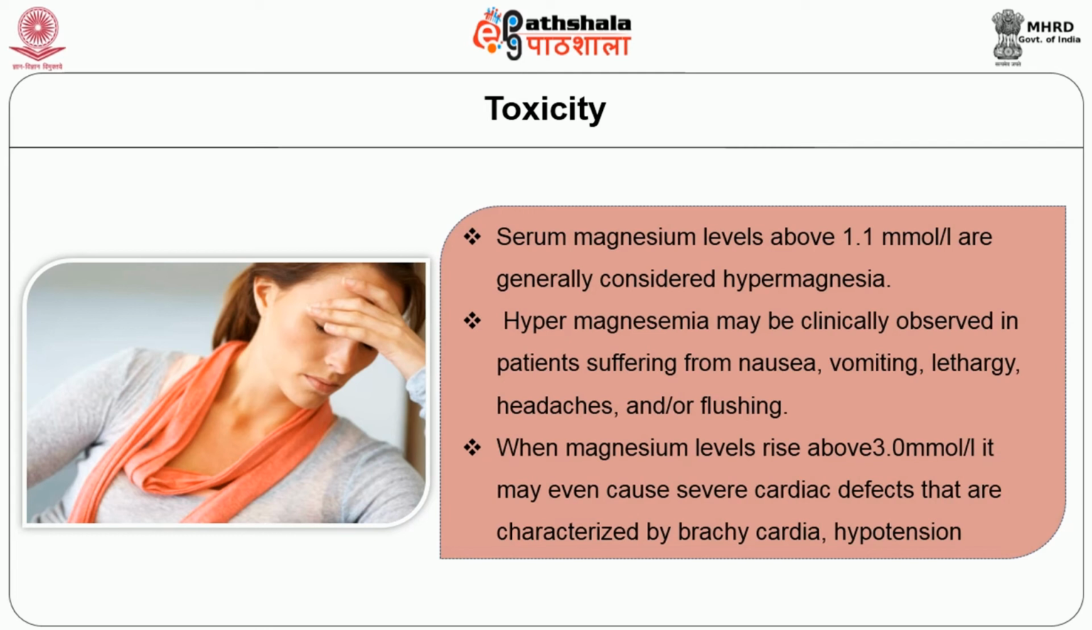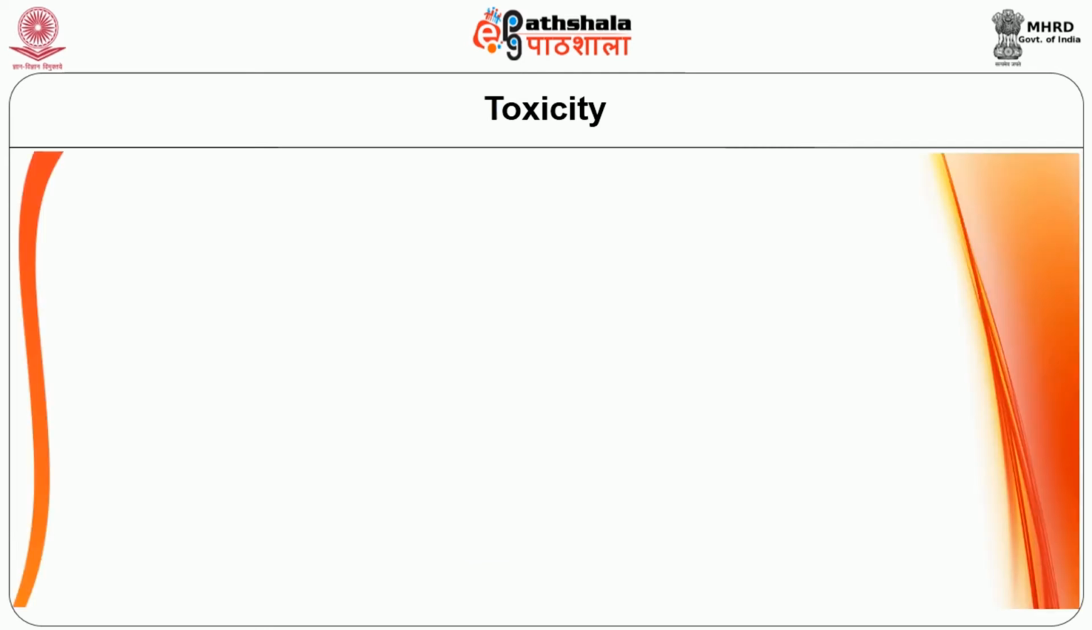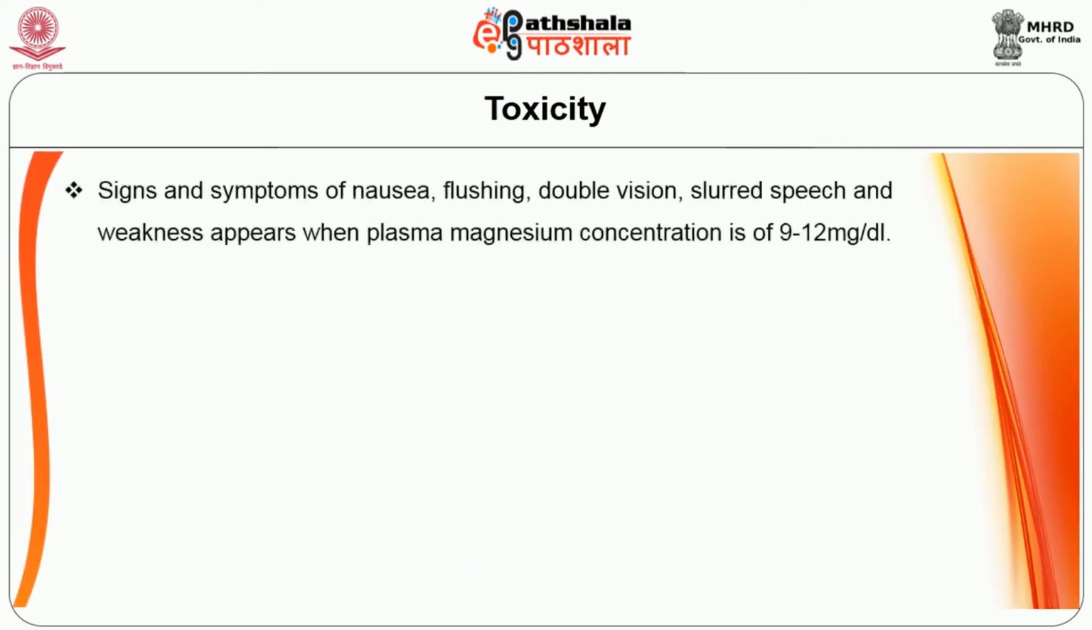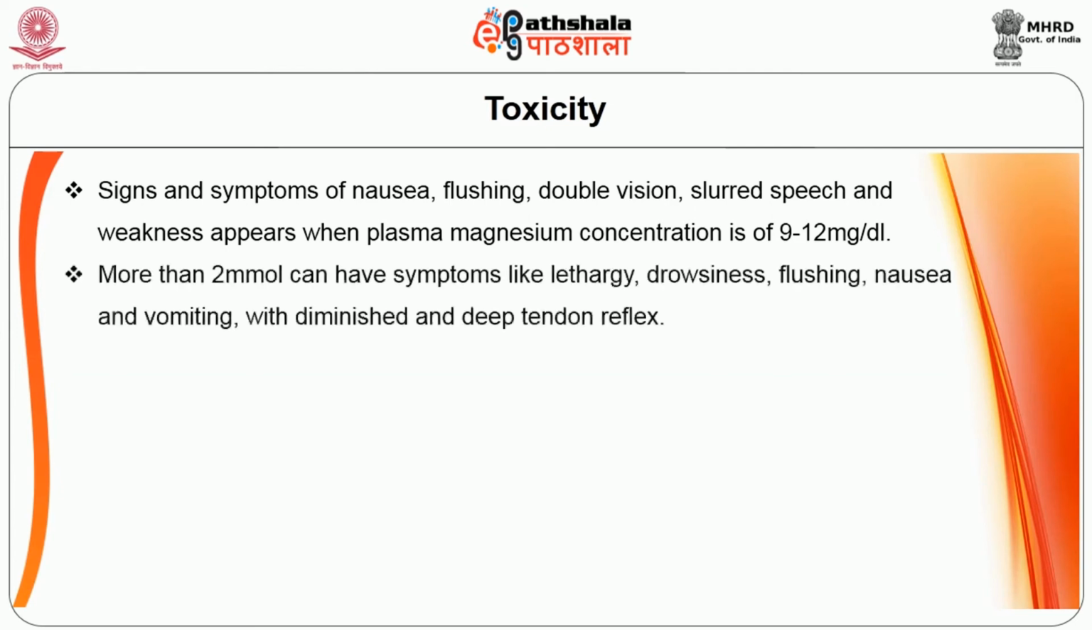bradycardia, hypotension, etc. Signs and symptoms of nausea, flushing, double vision, slurred speech, and weakness appear when plasma magnesium concentration is 9 to 12 milligram per deciliter. More than 2 millimole can have symptoms like lethargy, drowsiness, flushing, nausea, and vomiting with diminished deep tendon reflex.